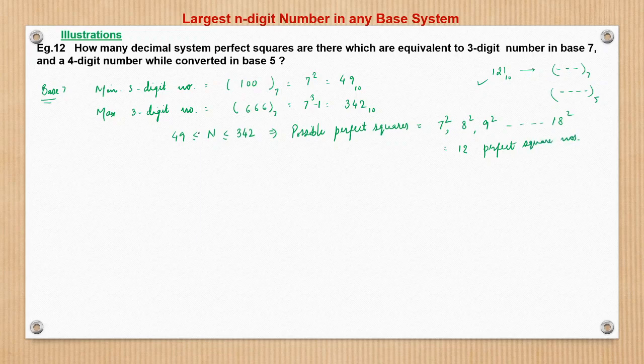numbers from here. Now we will check for base 5. What is the minimum 3-digit number? This is a 4-digit number, sorry.